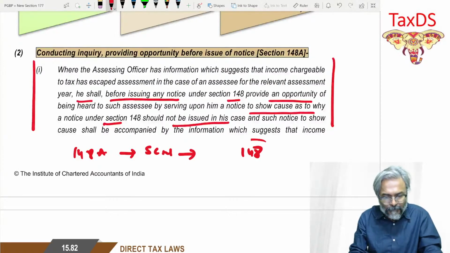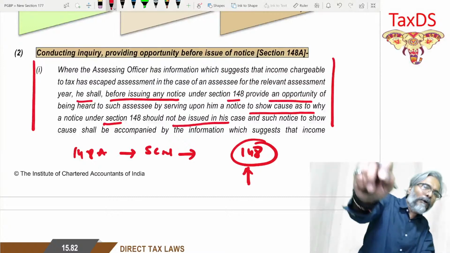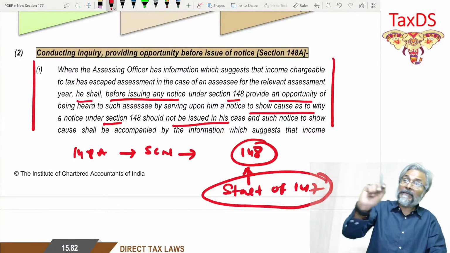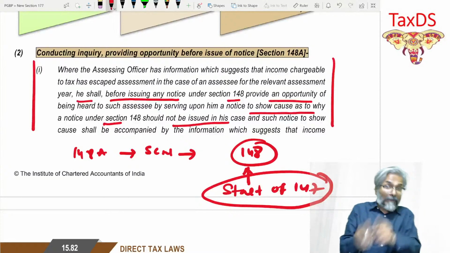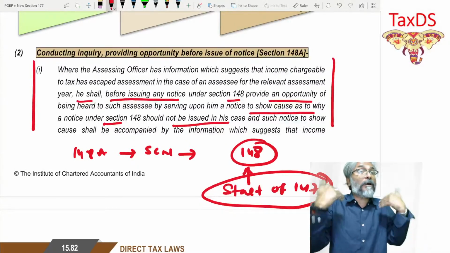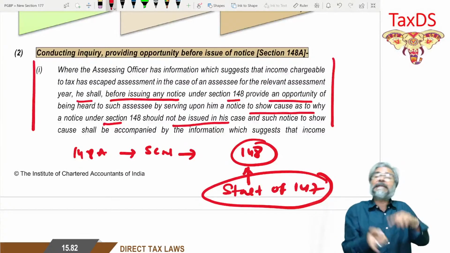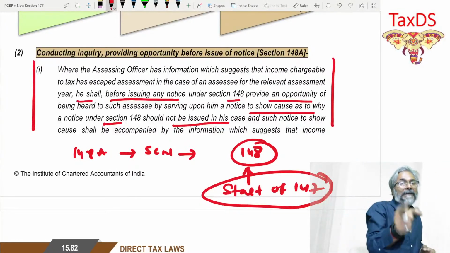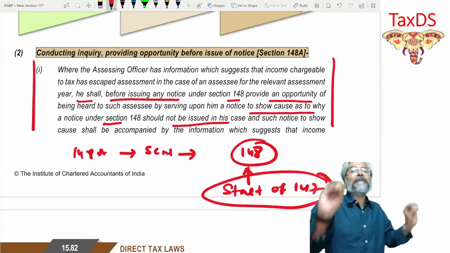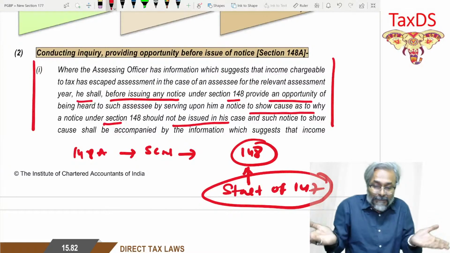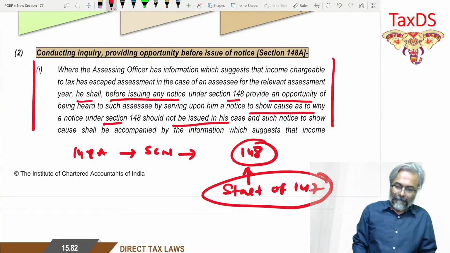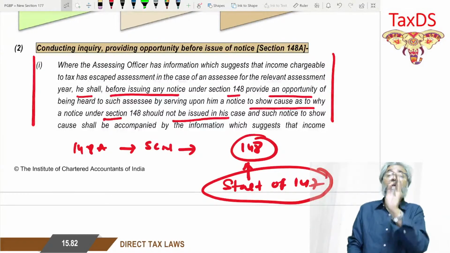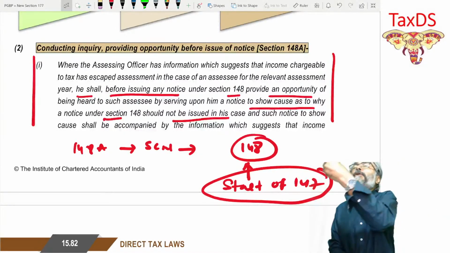Because the moment I give you 148, students, be careful. The moment I send you 148, it means it will be the start of 147. So you start 147 by issuing 148. But before that, whether this is a fit case of 147 or not, the AO himself needs to get satisfied. The AO will have to do this satisfaction by following the procedure of 148A. And what is that 148A? He will give him a notice. Notice asking him what? Notice asking him: tell me the reason why I should not pursue you.